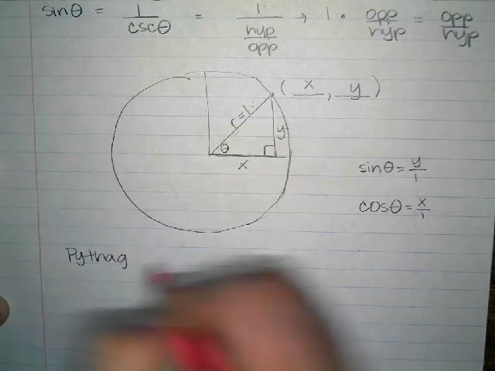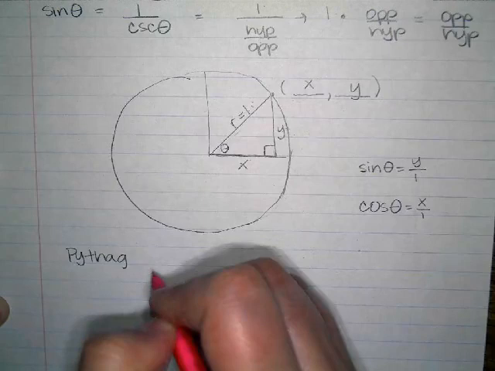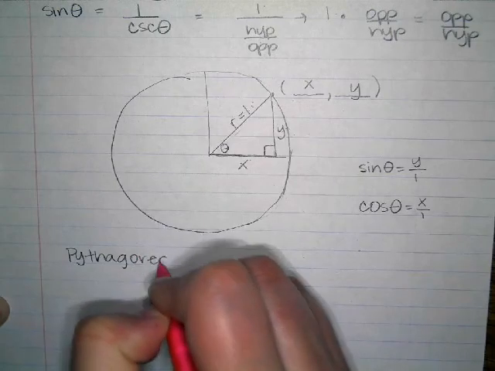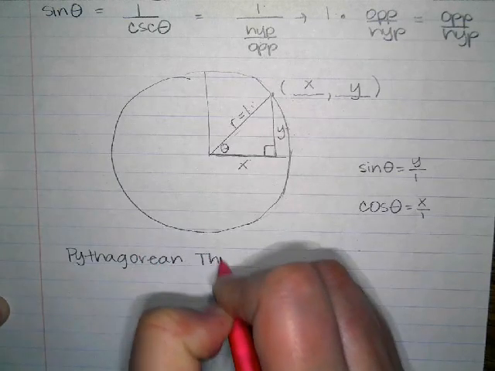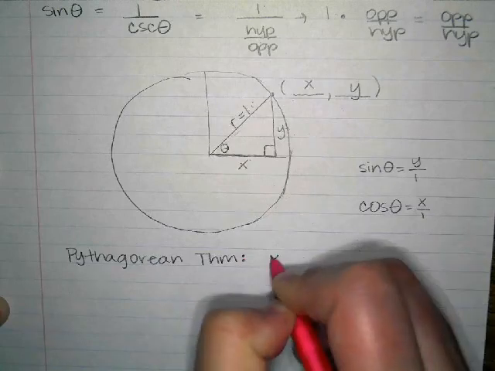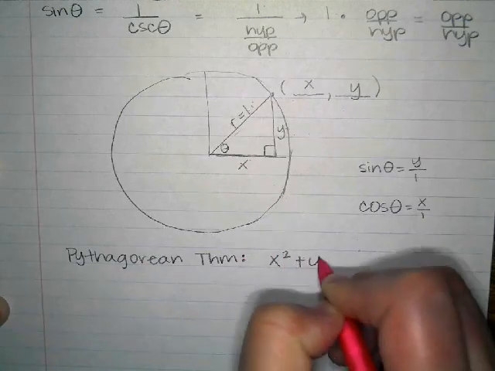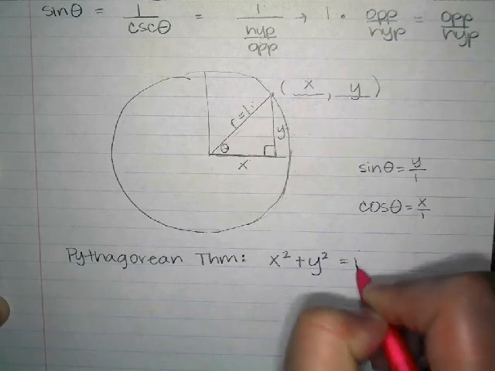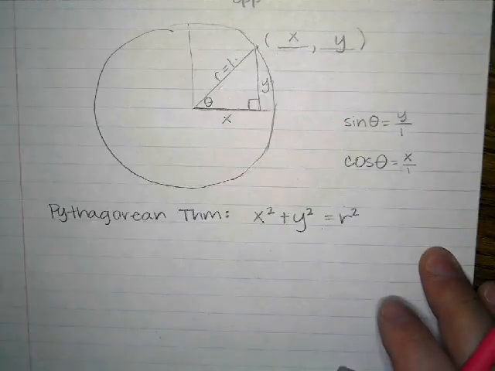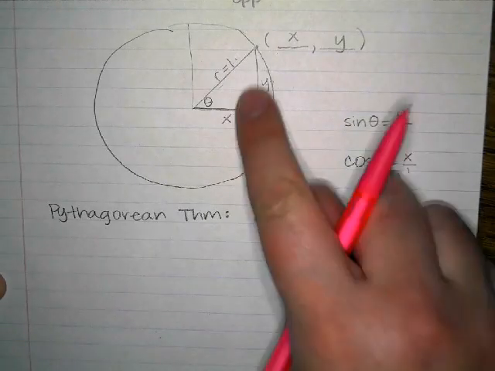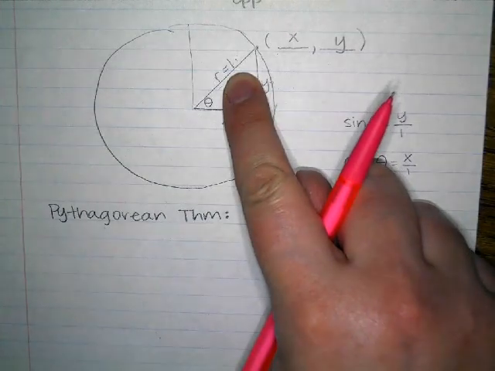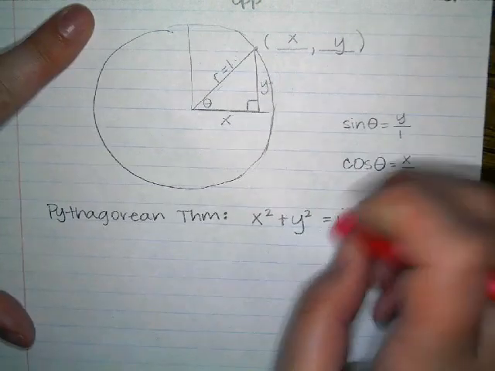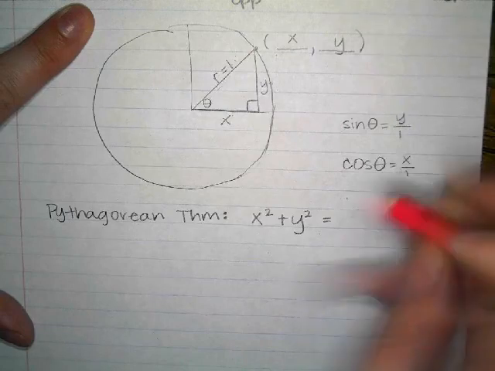Using x, y, and r. Okay, so the Pythagorean theorem would say x squared plus y squared equals r squared. And then if we look at the radius for this, because it is a unit circle, the r squared would equal what? 1. It would equal 1. Okay. So it would be x squared plus y squared equals 1.